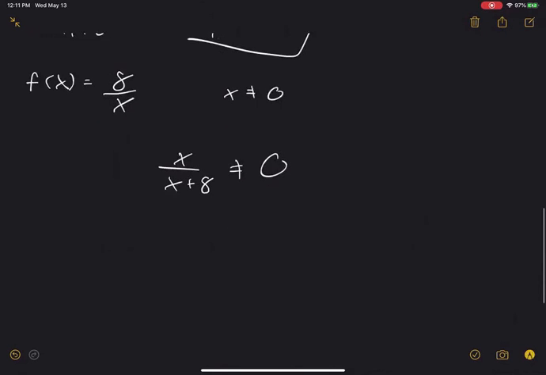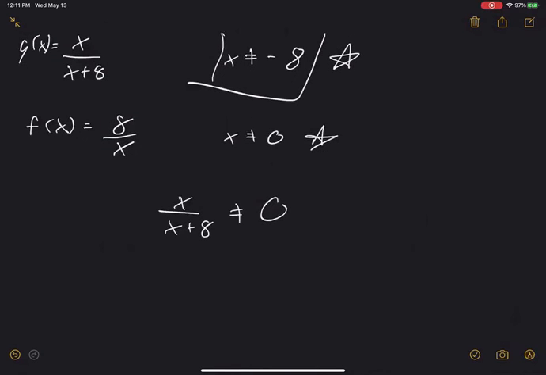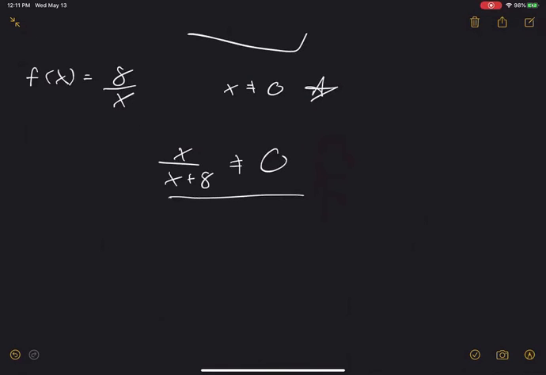So this is just kind of an intermediate line, okay? We want g to be in the domain of f, meaning x over x plus 8 cannot be equal to 0, okay? All right, well, what does that tell us about x? Let's see, x cannot be 0, all right? The only time x over x plus 8 is going to be 0 is if x is 0, okay? So we conclude that x can't be 0.